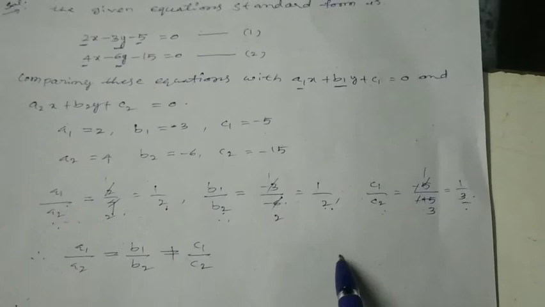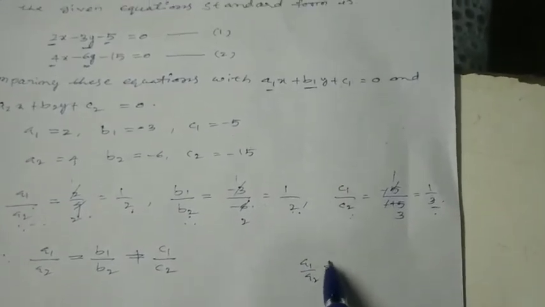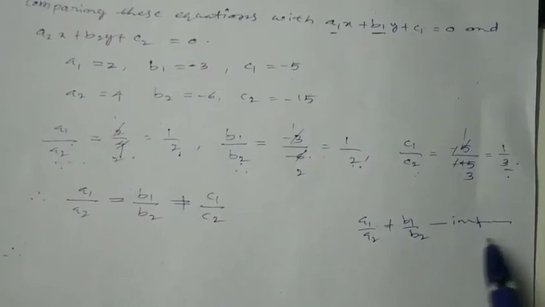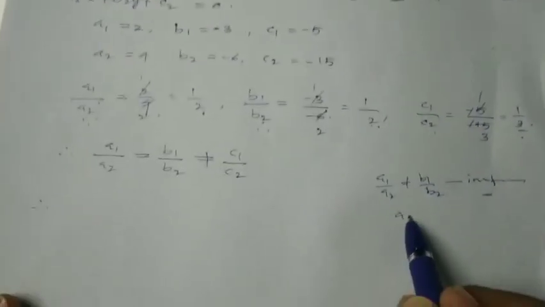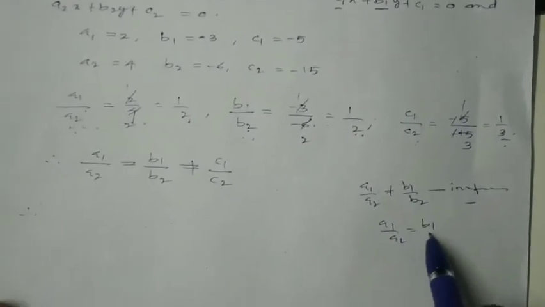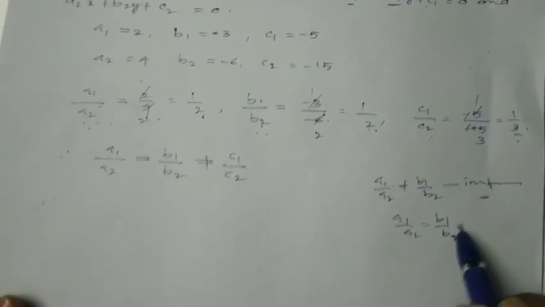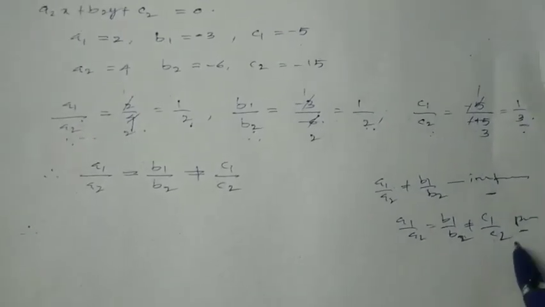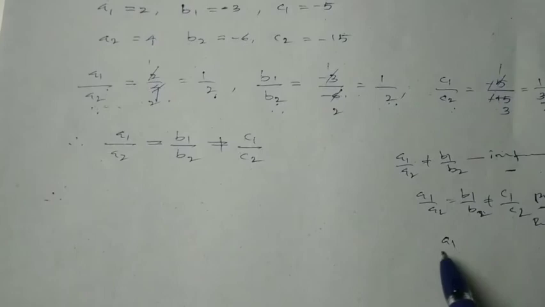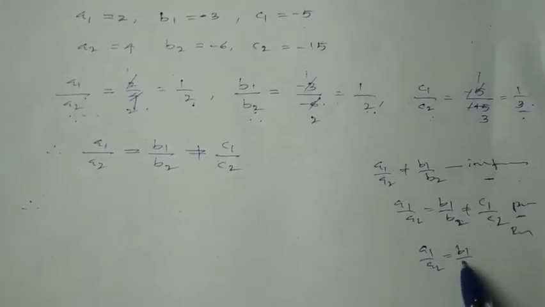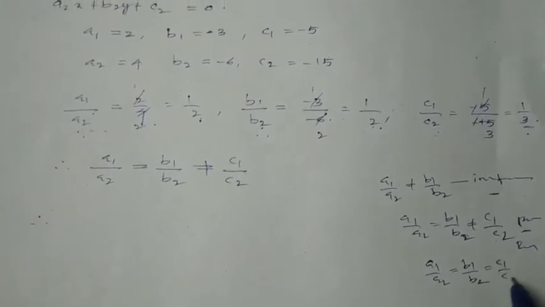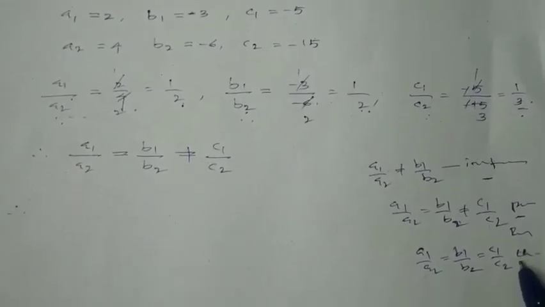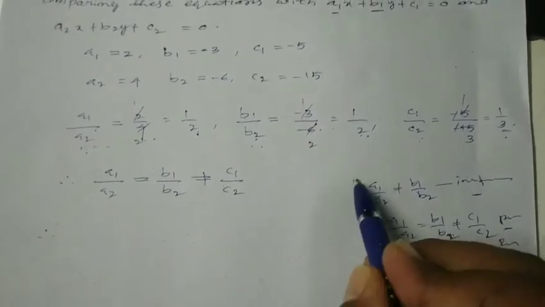We have three conditions, no? If a1 by a2 is not equal to b1 by b2, they are intersecting lines and consistent. If a1 by a2 equals b1 by b2 not equal to c1 by c2, they are parallel lines and inconsistent. If a1 by a2 equals b1 by b2 equals c1 by c2, then they are coincident lines and consistent. They have infinitely many solutions.